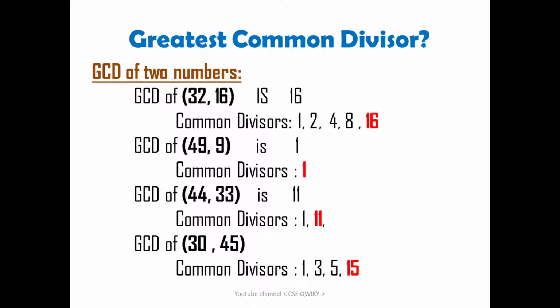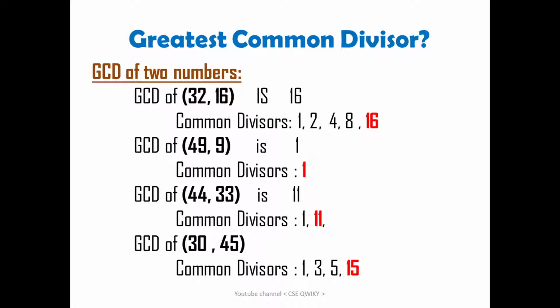As in this case, if you take 32 and 16, the numbers 1, 2, 4, 8, 16 all divide 32 and 16 without any remainder. But the biggest one is 16, which divides these two numbers without any remainder. So that is called the greatest common divisor.